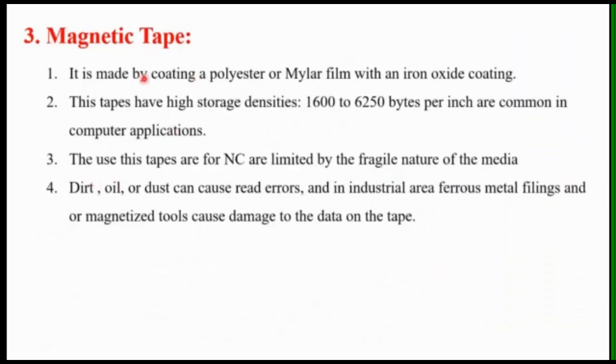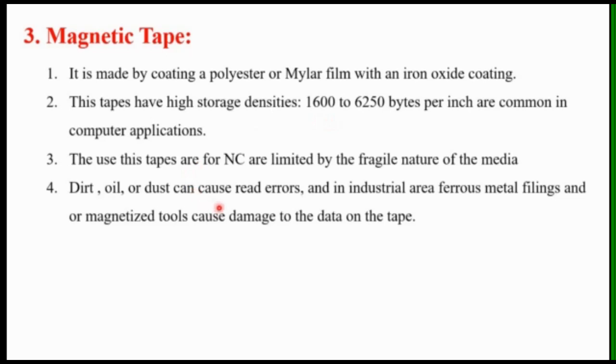Okay, the third media is the magnetic tape. It is made by coating a polymer or Mylar film with an iron oxide coating. This magnetic tape is formed by using this magnetic oxide coating on Mylar film. Then these tapes have high storage densities, 1600 to 6250 bytes per inch. Okay, it has a high storage density.